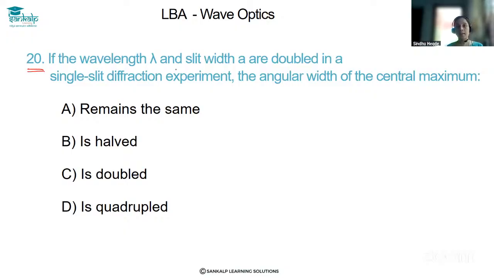Let us see question number 20. If the wavelength lambda and slit width A are doubled in a single slit diffraction experiment, the angular width of the central maximum is option A remains same, option B is halved, option C is doubled, option D is quadrupled. So here we have to calculate and then decide which option is correct. If suppose A and lambda are doubled, then what about the angular width of the central maximum? We'll see.